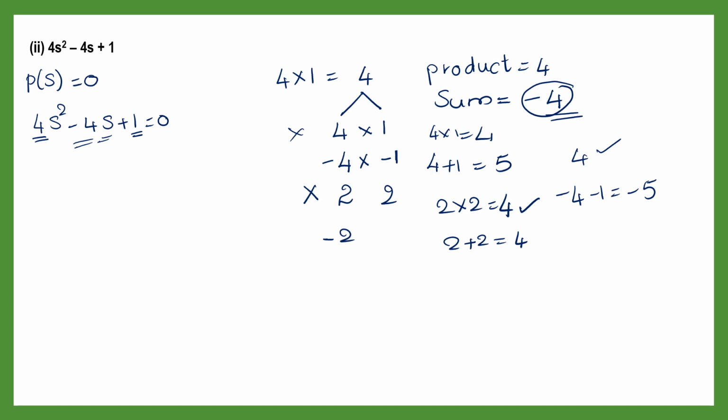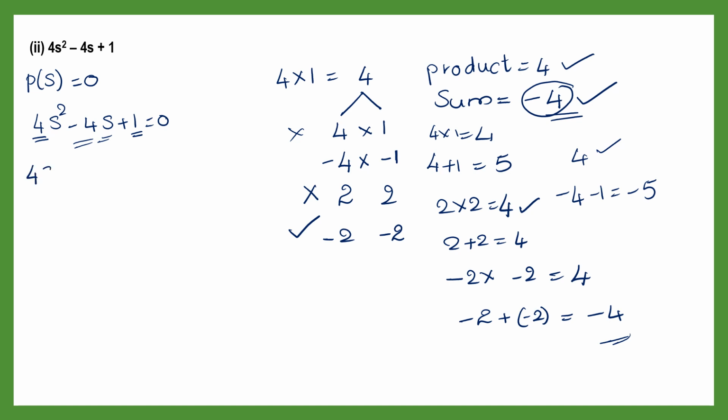If you take minus 2, let's find the product. Minus 2 into minus 2, minus into minus is plus, 2 into 2 is 4. So product is verified here. Then sum: minus 2 plus minus 2, you will get minus 4. So it is verified. So this splitting is correct. 4 can be split as minus 2 and minus 2.